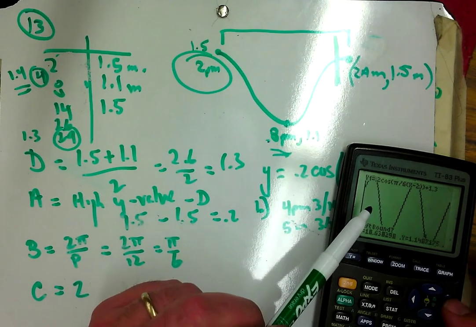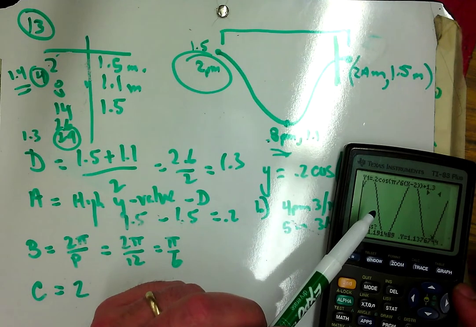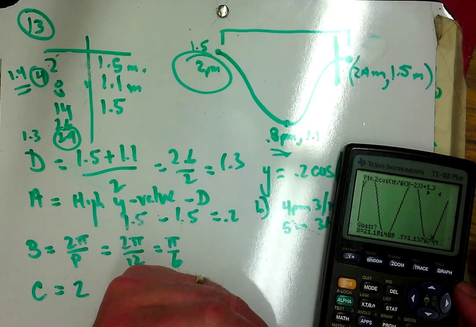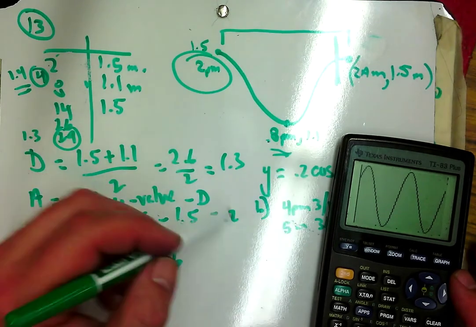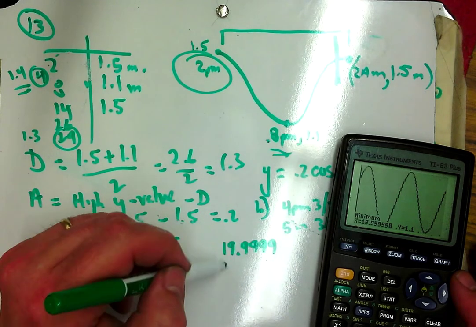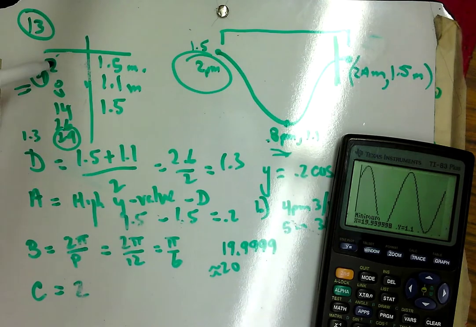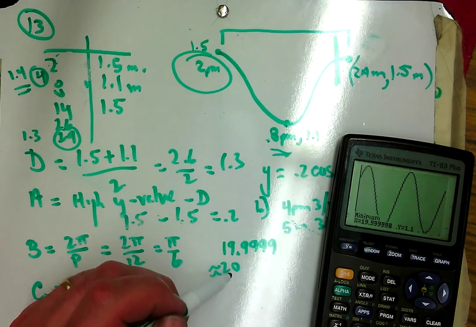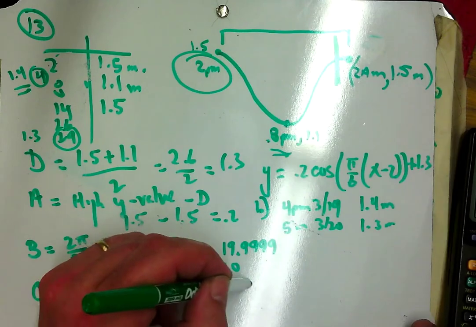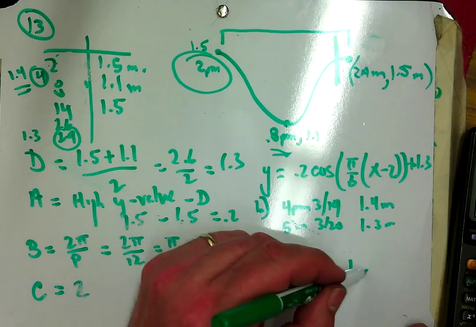But I'm going to say this is my left bound for the minimum. This is my right bound for the minimum. I do not want to guess, so I hit enter, and I get 19.9999 hours, or approximately 20 hours. So if 2 is 2 p.m. and 12 is midnight, this is 8 hours after midnight, or 8 a.m. on 3/20. We have low tide.